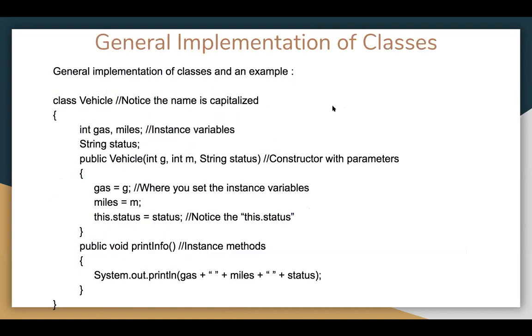So just a general implementation of classes. This is a general implementation and an example. This is what you would see in a common class. You can see the first line is the class Vehicle, and Vehicle is basically the name of the class. You can name this whatever you want, but notice that classes usually have the first letter capitalized. Also, if you spot patterns, you can notice that it's pretty similar to the public class, except it doesn't have public at the beginning.